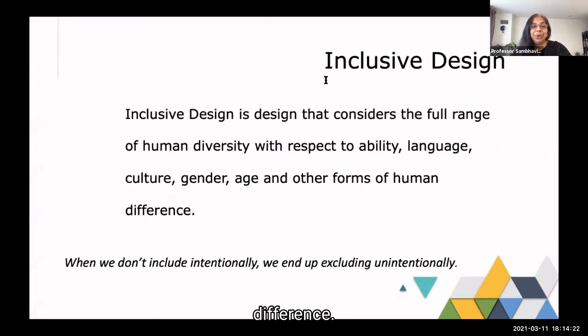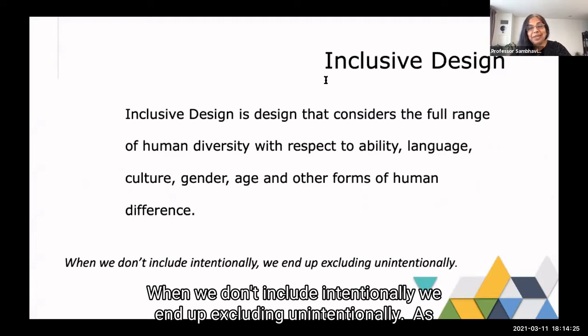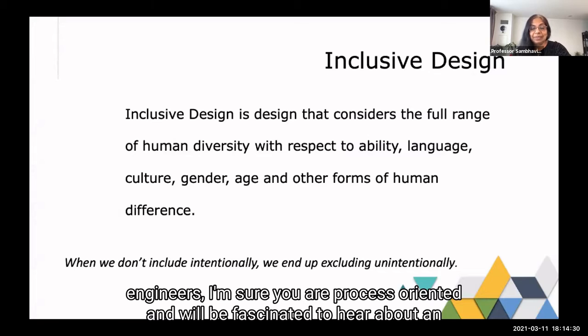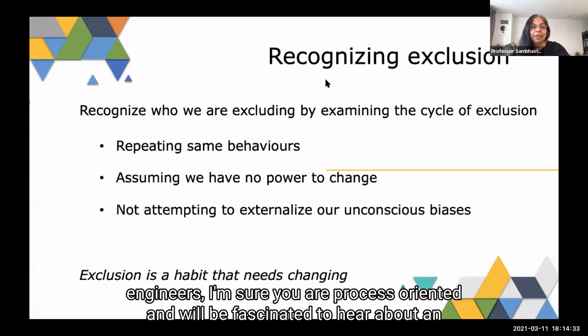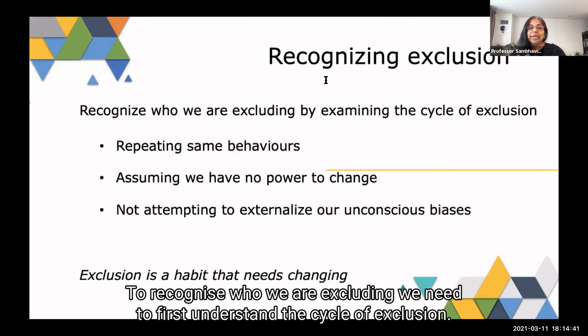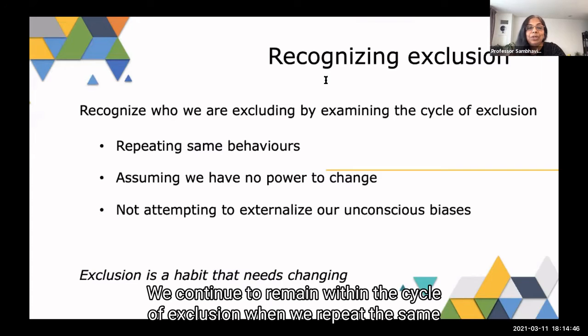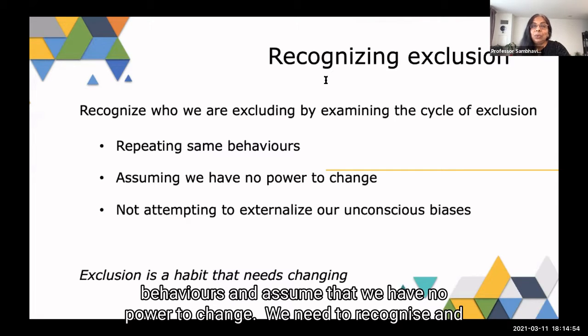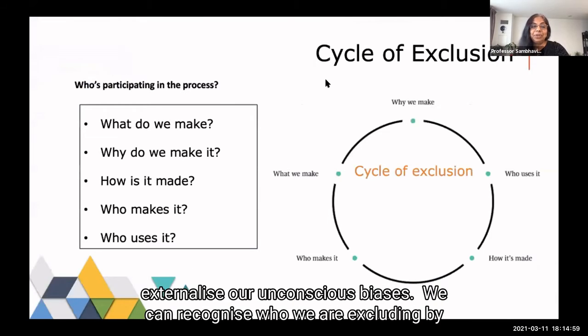As engineers, I'm sure you are process-oriented and will be fascinated to hear about an exercise that teams could carry out to recognize exclusion. To recognize who we are excluding, we need to first understand the cycle of exclusion. We continue to remain within the cycle of exclusion when we repeat the same behaviors and assume that we have no power to change. We need to recognize and externalize our unconscious biases. We can recognize who we are excluding by examining what's called the cycle of exclusion.